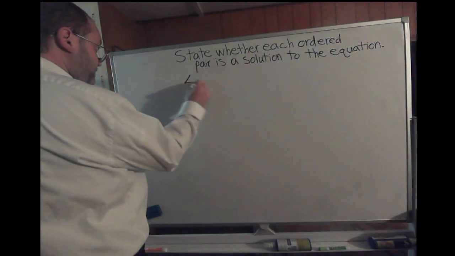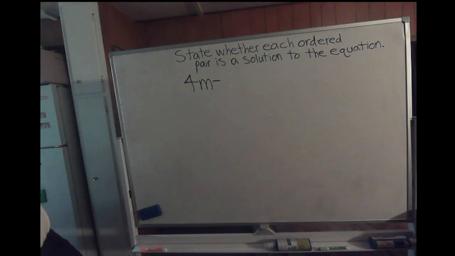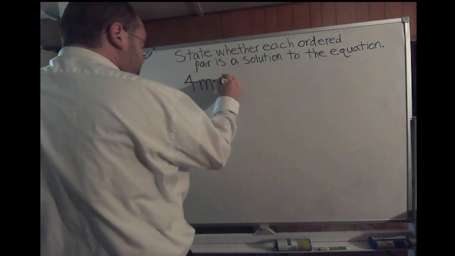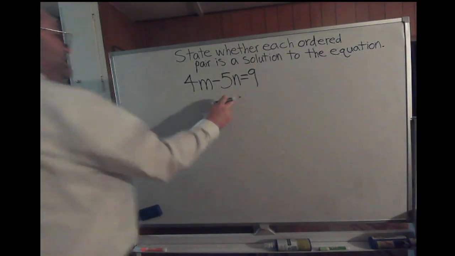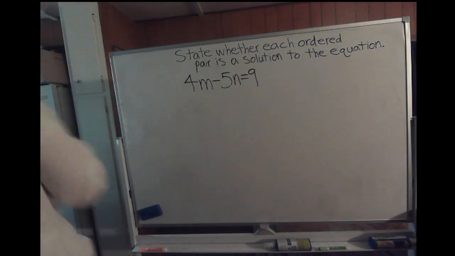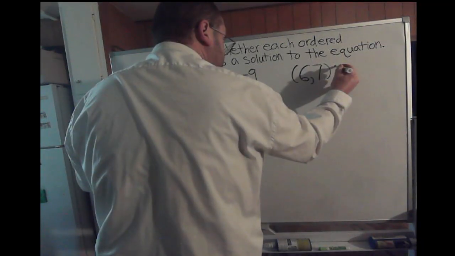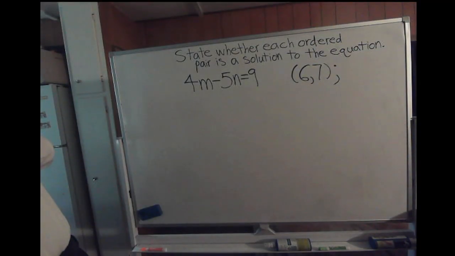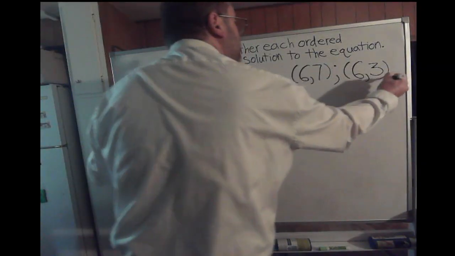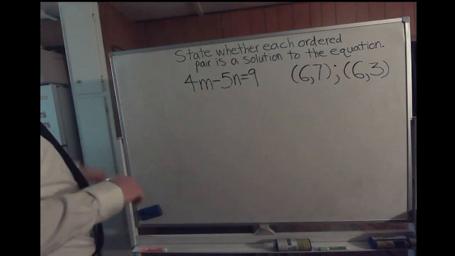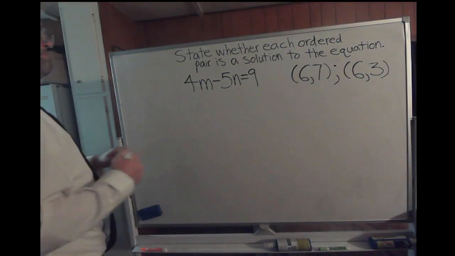Alright, let's see. We have 4m minus 5n equals 9. The ordered pairs they give us are 6, 7, and 6, 3. Alright, so we have to determine whether 6, 7 and 6, 3 are solutions to this equation.